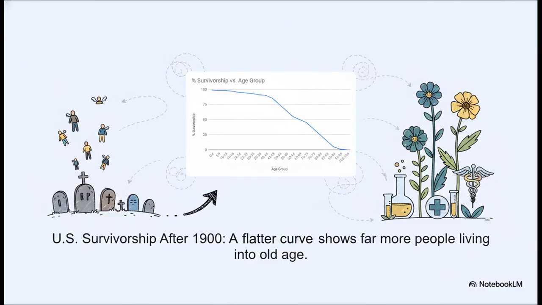Now, watch what happens when we plot the data for people who died after 1900 right on top of it. Whoa, it is a completely different story. That curve stays high and flat for decades. That huge drop in childhood almost disappears. I mean, this isn't just a small change. It's a total revolution in what it means to be human.